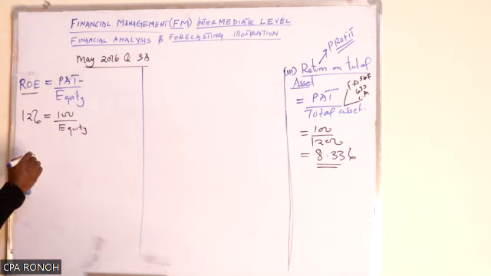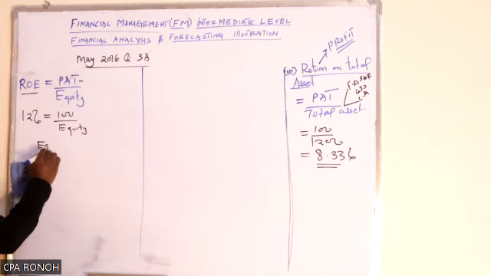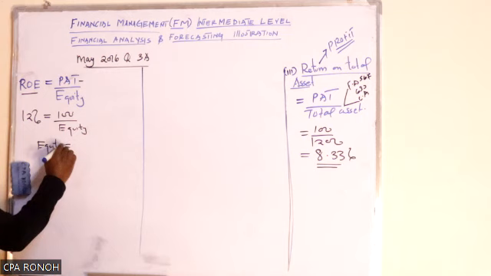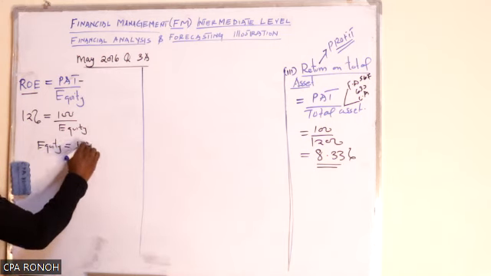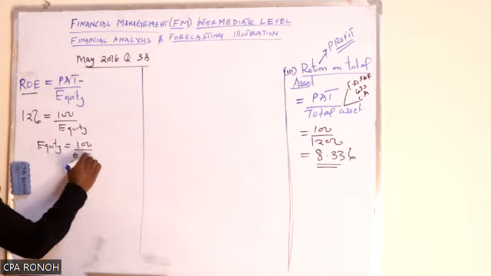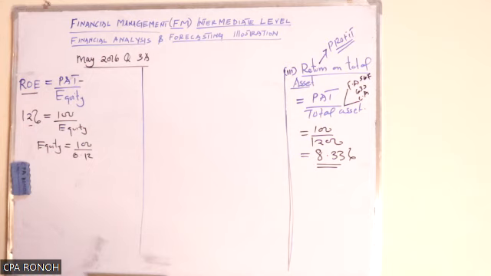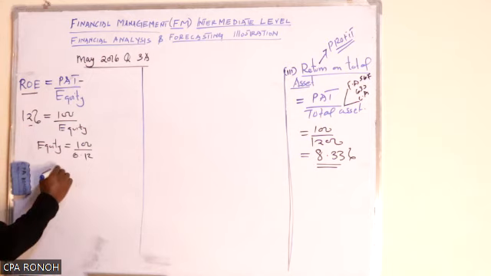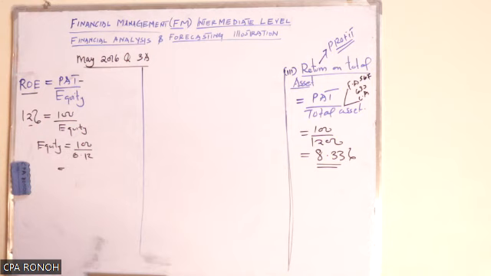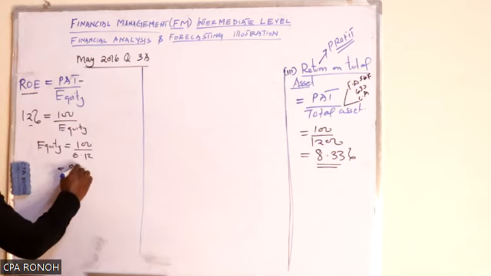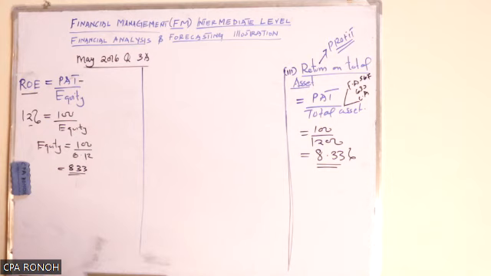So you can cross multiply and say equity will be what? We check, that is 100, we divide by 0.12. If you convert this one, you remove that percentage. So how much is our equity? It will be 100 divided by 0.12, we get 833. This is our equity, 833.